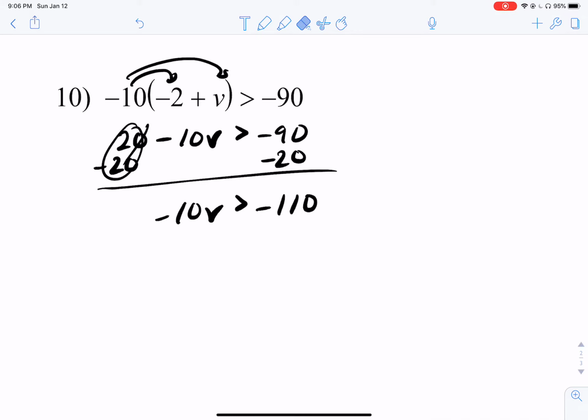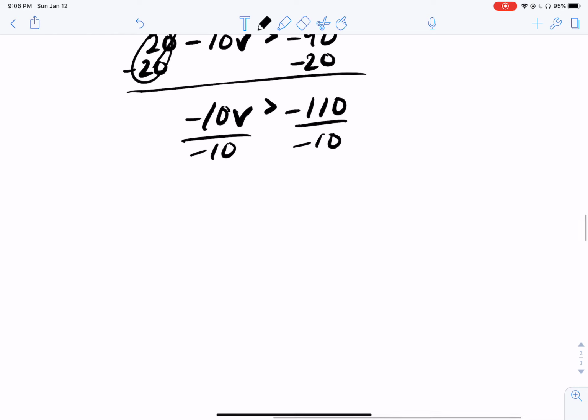110. We divide by negative 10, and because we divide by negative 10, v is less than positive 11, because a negative divided by a negative is positive 11.